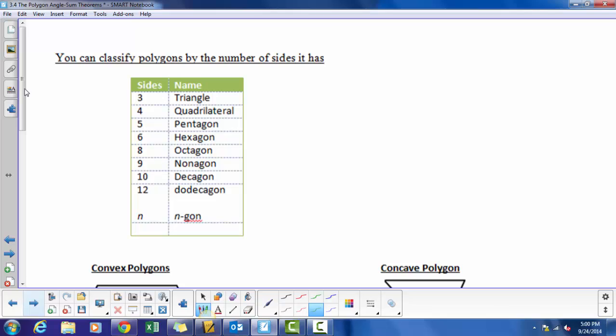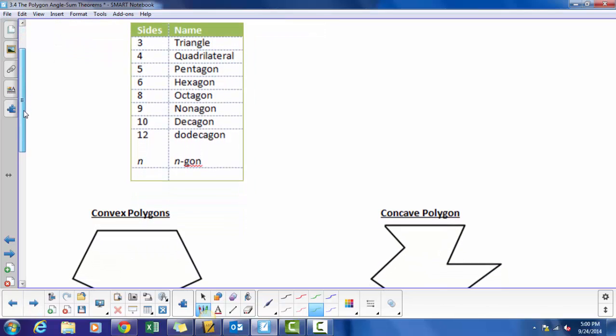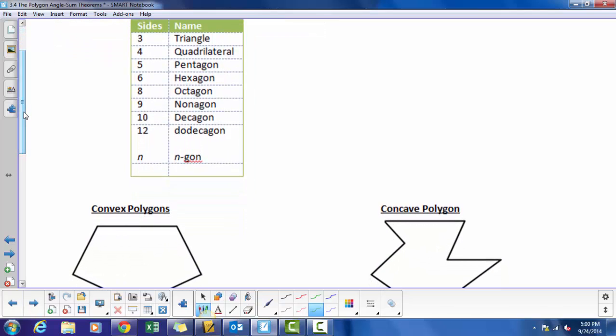You can classify polygons by the number of sides it has. A triangle has 3 sides, quadrilateral 4 sides, pentagon 5, hexagon 6. A 7-sided polygon is called a heptagon. Octagon, nonagon, decagon, dodecagon. And if it has more sides than that, like a 22-sided figure, it would be called a 22-gon.